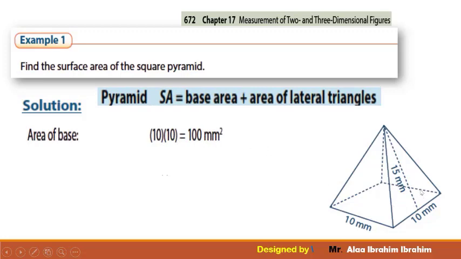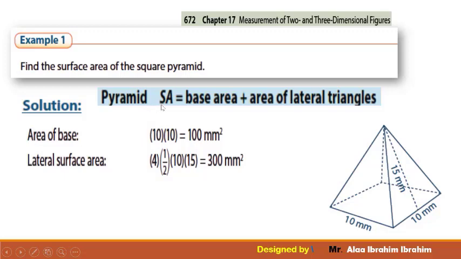And the area of the 4 triangles: the area of one triangle is half times base times height. But how many triangles do I have? 4. So I multiply by 4 here. So 4 means 4 triangles. Half times base times height. This is my base and this is my height.